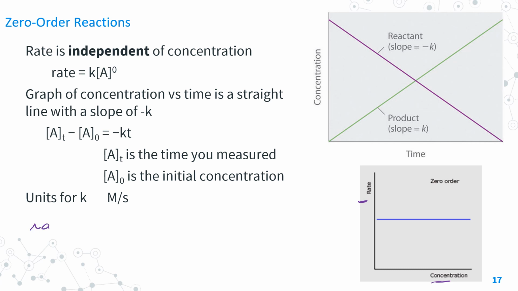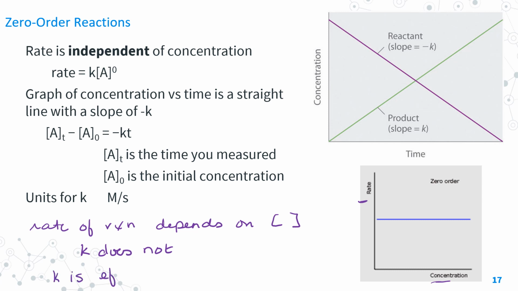Remember that our rate of reaction depends on concentration. K does not. So K is affected by temperature and catalyst. So they just have different things that impact them.